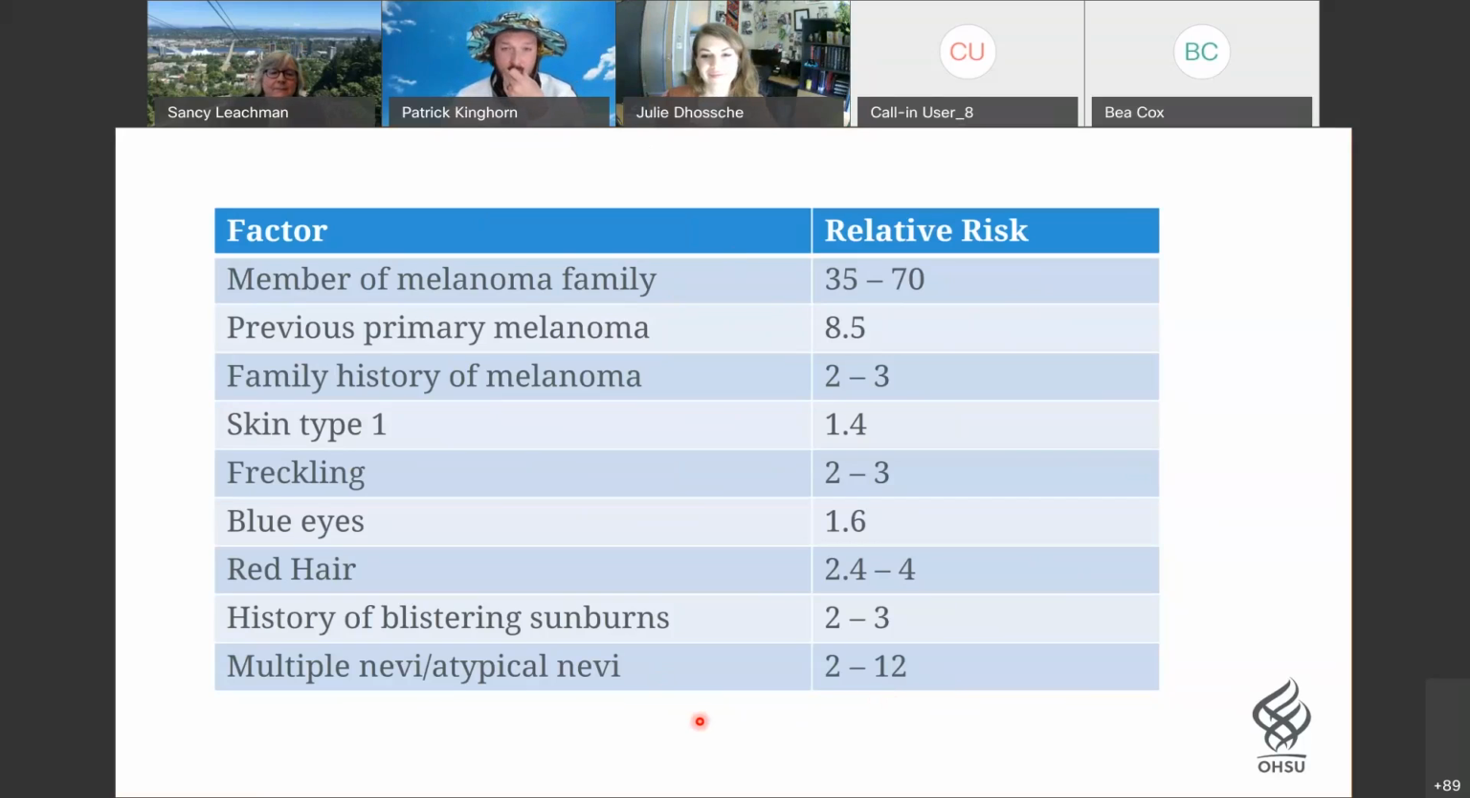Anything? The only one, okay, I'm going to answer it. The only one is the sunburn history, and that goes back to Julie's point about photoprotection. It's the one thing that is in your control to do to make a difference in your risk.